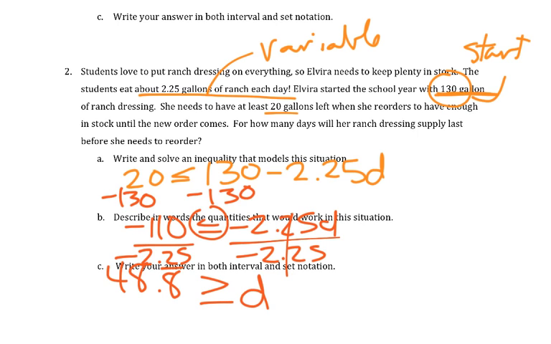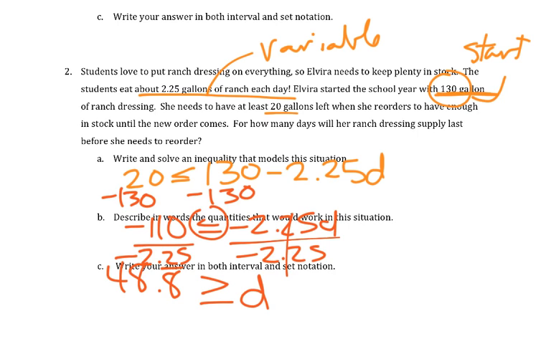Which, if we think about it, is in days. So what we're saying in words, for part B, is that we've got 49 days basically. They'll run out, or at least drop below that 20 gallons on the 49th day, but barely. So you could say 48, you could say 49. That's how many days till she's going to need to reorder.